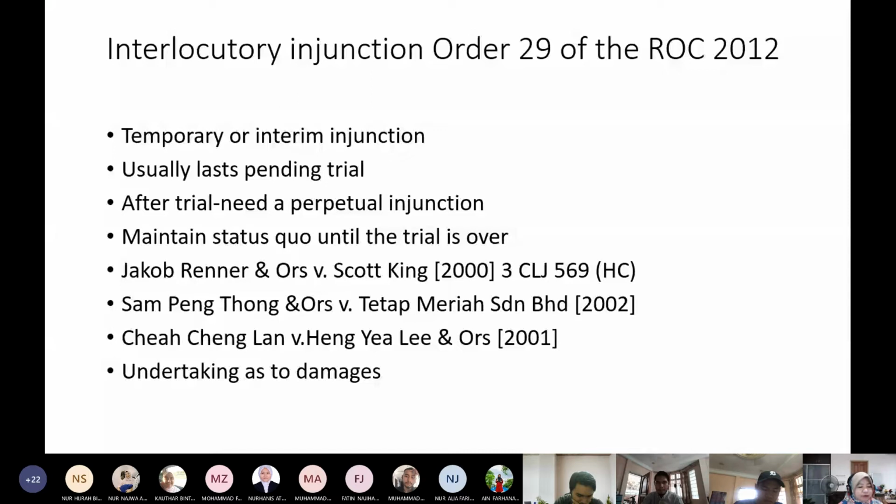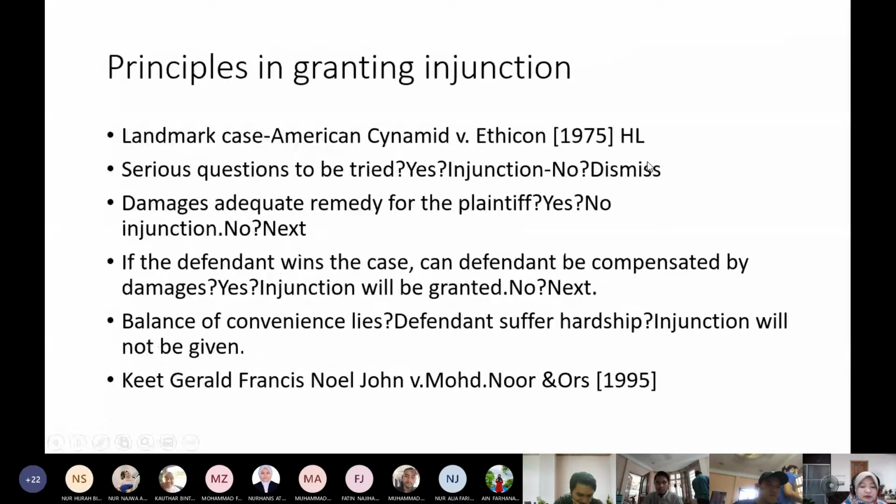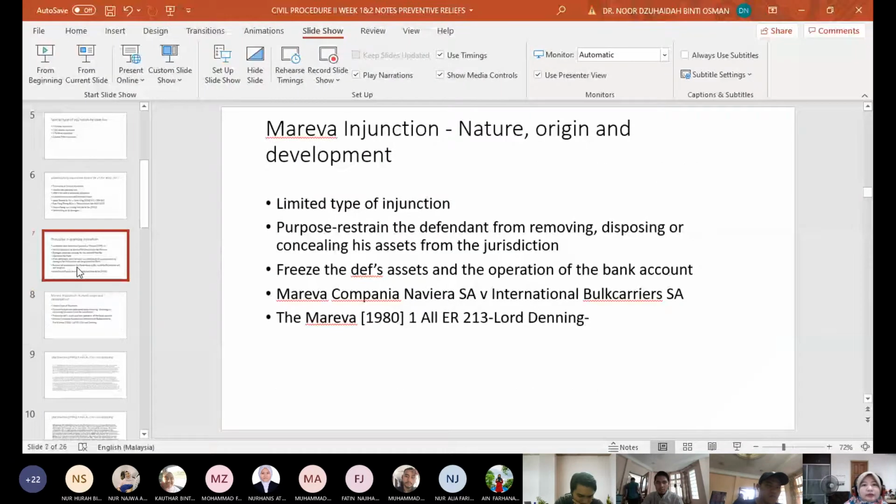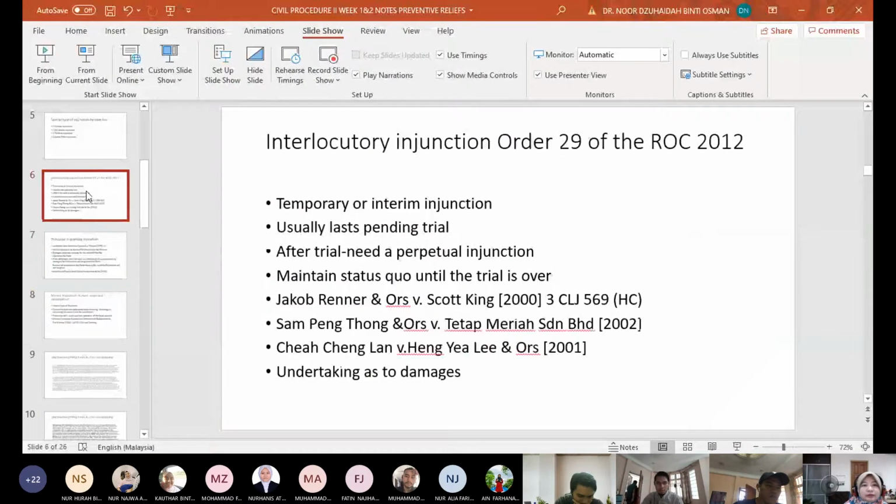So basically, for interlocutory injunction, the process. Not this one. No. Okay. Wait.